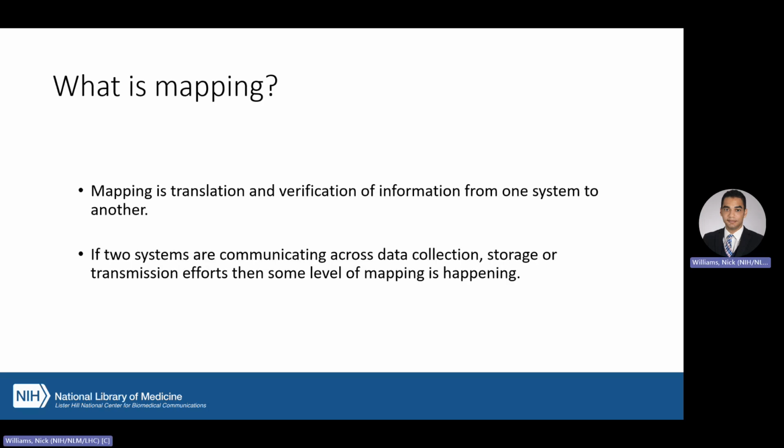As a quick definition, what is mapping? Well, mapping is translation and verification of information from one system to another. If two systems are communicating across data collection, storage, or transmission efforts, then some level of mapping is happening.